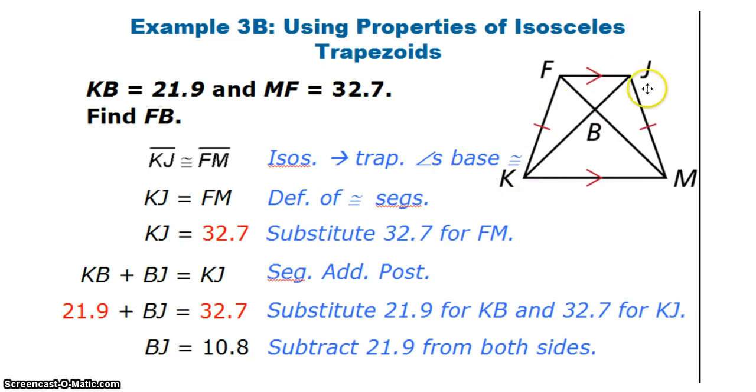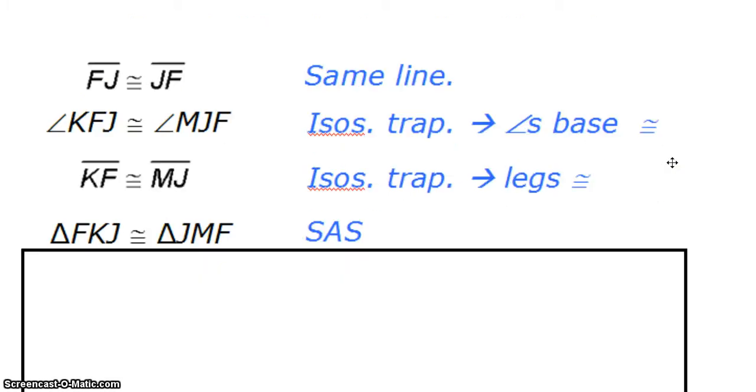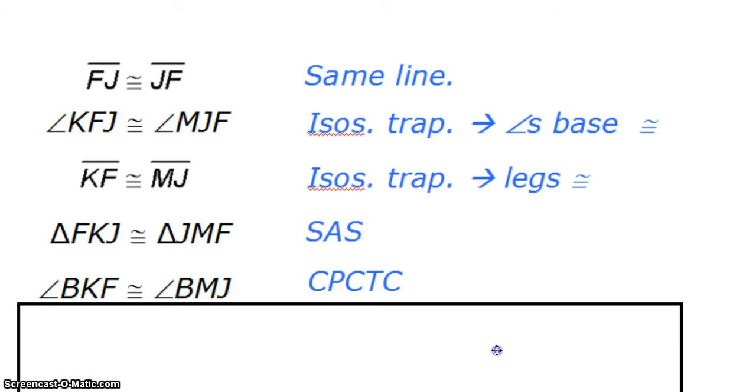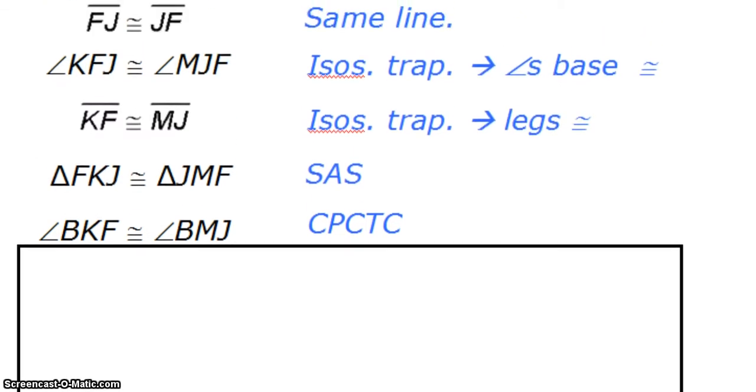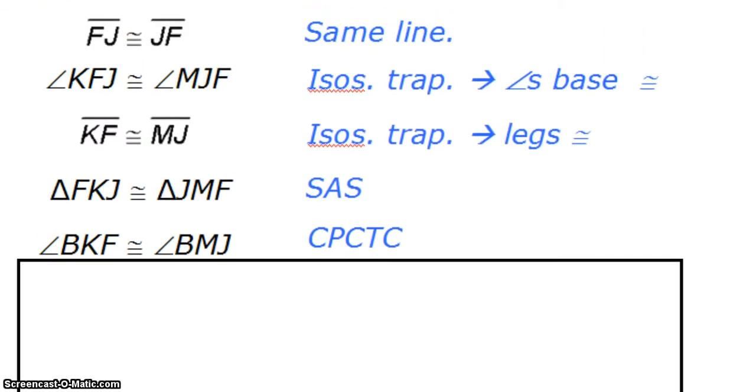FKJ is congruent to this other triangle over here. How are we naming that? JMF. Okay? Wow, this is an interesting way to say this. That's by SAS. And so angle PKF is congruent to BMJ. Corresponding parts of congruent triangles are congruent.